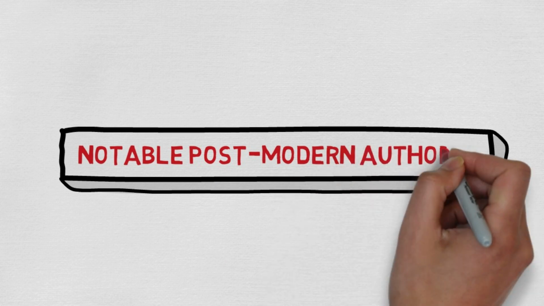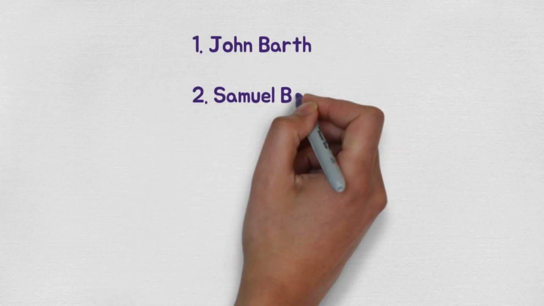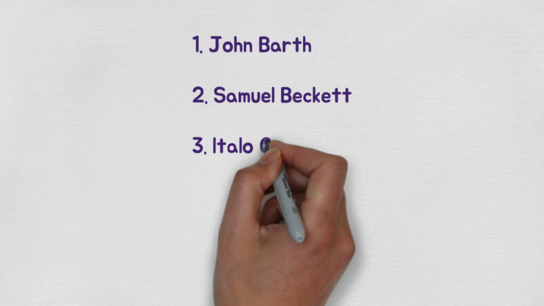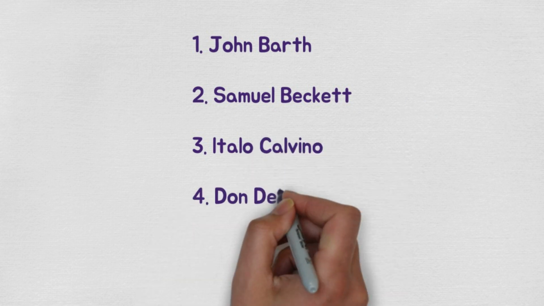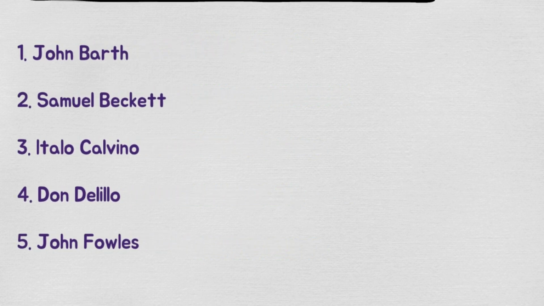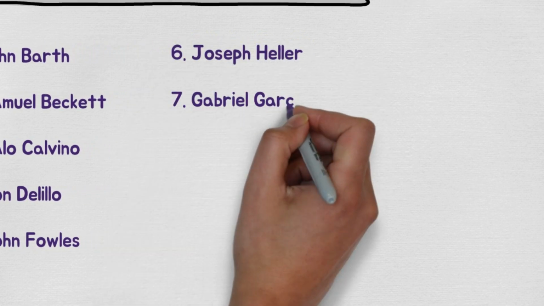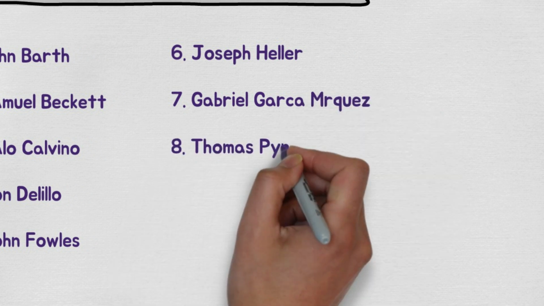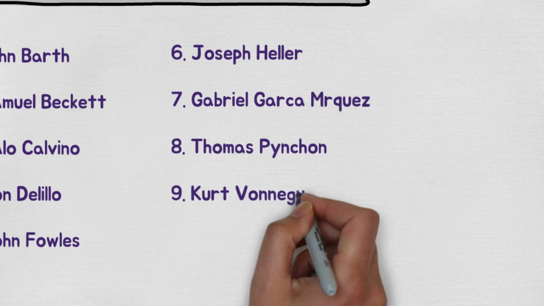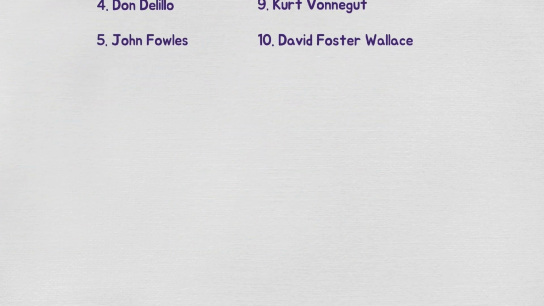Now it's time to discuss some notable postmodern authors. These are John Barth, Samuel Beckett, Italo Calvino, Don DeLillo, John Fowles, Joseph Heller, Gabriel Garcia Marquez, Thomas Pynchon, Kurt Vonnegut, David Foster Wallace.